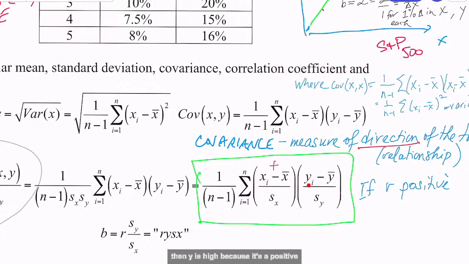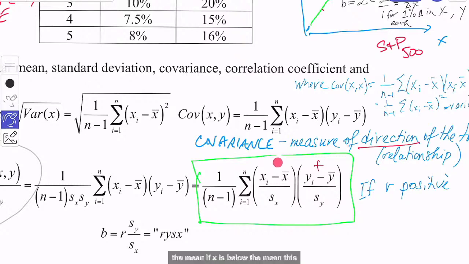Then Y is high because it's a positive relationship, so this would also be positive. So it's a positive times a positive, so it's just an average of these multiples. That's what this R becomes. Looking at the relative relationship between what X is doing with Y and multiplying these standardized values, right? So we subtract the mean and standardize it, make it relative to the mean. I don't want to spend too much time on that, but you can go back and look at what you learned about R. So what about if it's below the mean?